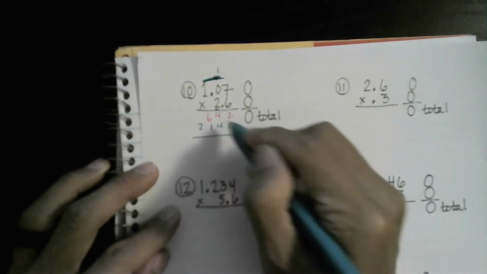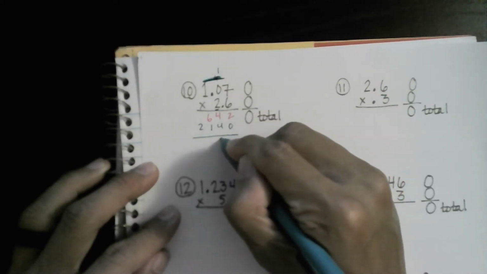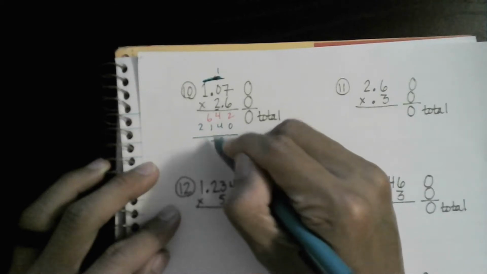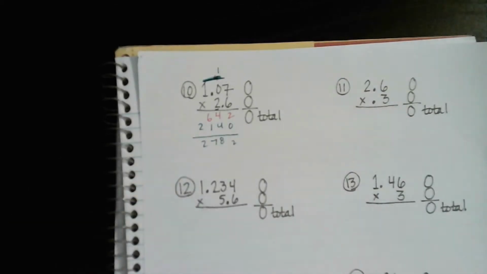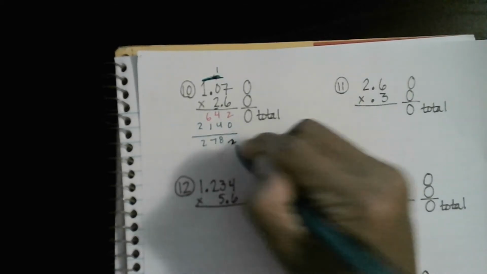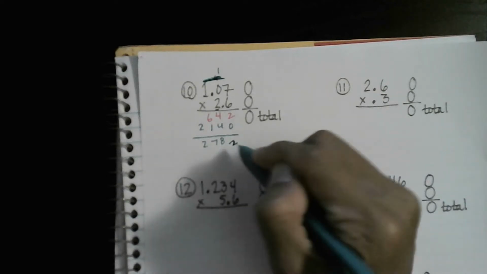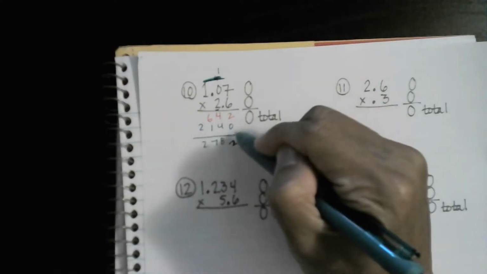And that's it. Now I add them up. 2 plus 0 is 2. 4 plus 4 is 8. 6 plus 1 is 7. And 2. Now, we are not completely done yet because we need to add the decimal. Sorry, this does look kind of funny, but this is 2782. You have to figure out where the decimal goes.